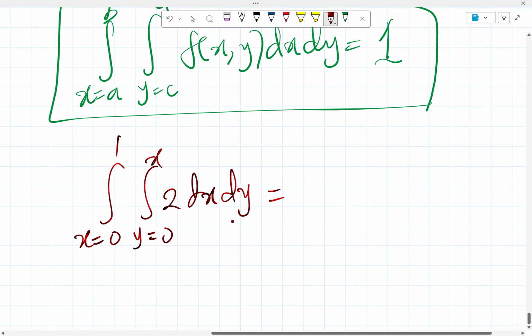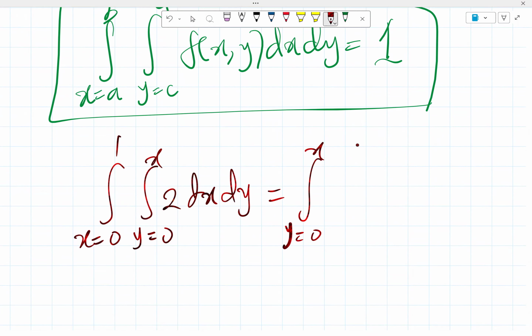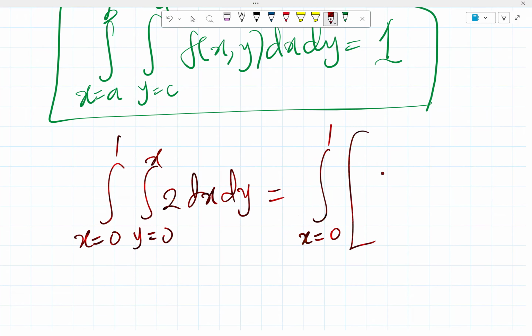So the first thing we want to do is arrange it, because we want to integrate y first. So you have integral from x equals 0 to 1, then inside you have integral from y equals 0 to x of 2 dy, and all of this now dx.